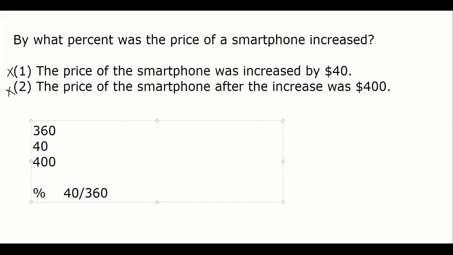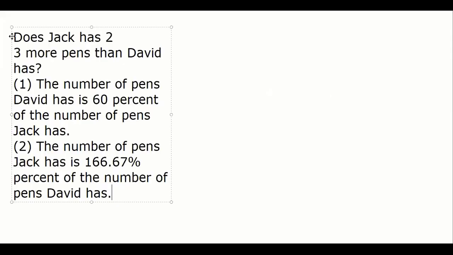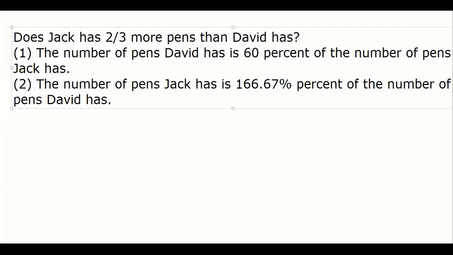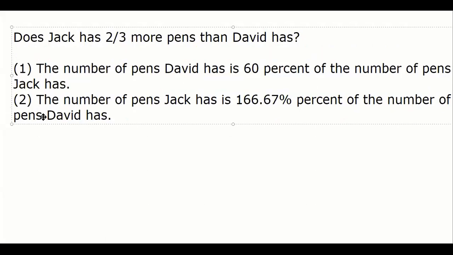Let's move on. Question is: does Jack have 2 by 3 more pens than what David has? One says the number of pens David has is 60% of the number of pens Jack has. Second says the number of pens Jack has is 166.67% of the number of pens David has. Tell me everybody: one alone, two alone, both, neither, either.